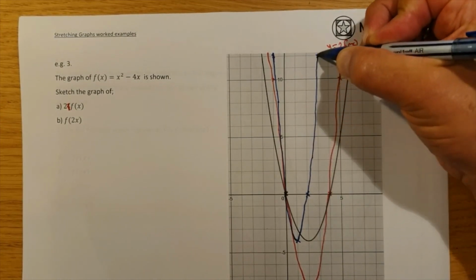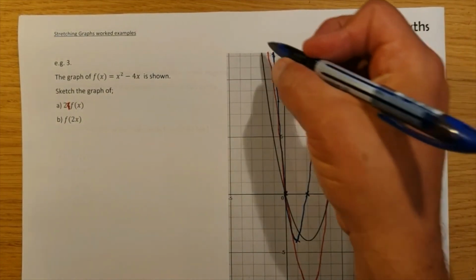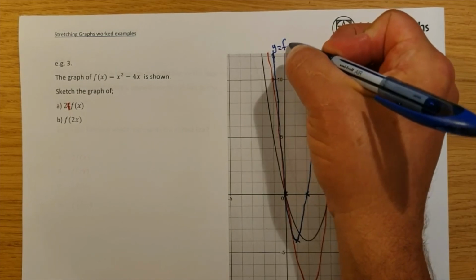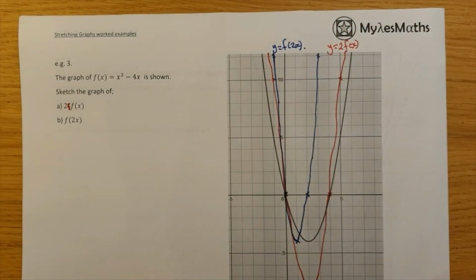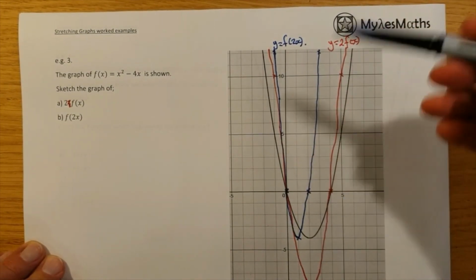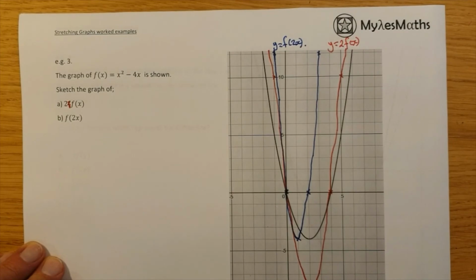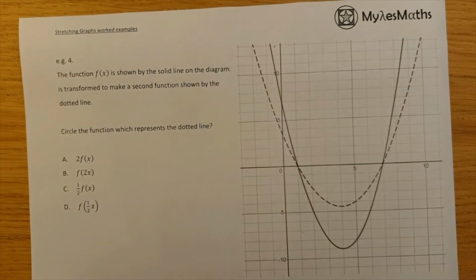Really not easy doing this on camera like this. And this blue function is y equals f of 2x. The sketches aren't beautiful. They'd only ask you usually to do 1 on a diagram at GCSE, not 2. This is just for demonstration purposes, really. And obviously, you would use a pencil.